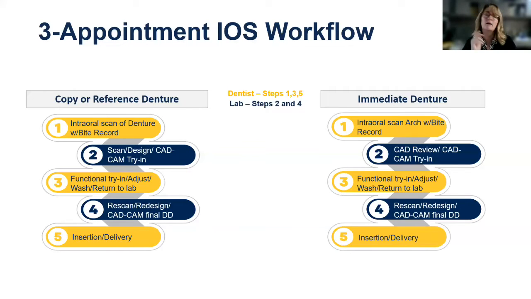So let's talk a little bit about the actual workflow. The workflow for a copy denture and an immediate denture, they are the same. Okay, so you're going from an intraoral scan and bite record. And you'll notice on the chart, the yellow is the steps for the dentist, and the blue are the steps for the laboratory. So you're going from the intraoral scan and the bite registration, or type of bite record anyway, where then the lab receives it and they scan it into their CAD/CAM software program, which we just showed you in 3Shape. The functional Tryon is returned back to the office.